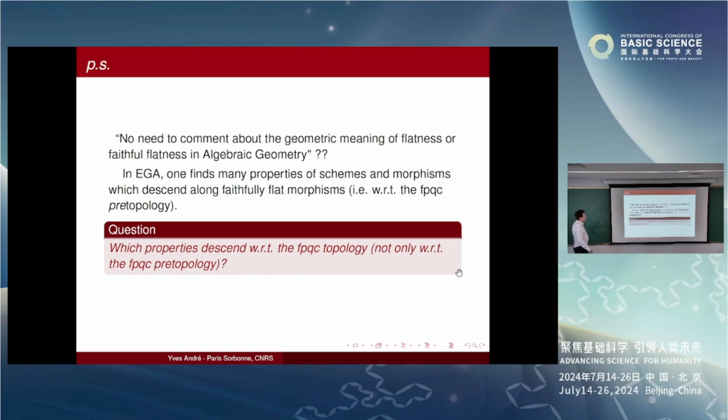But I turn back to my comments that there is no need to comment about the geometric meaning of flatness or faithful flatness in geometry, because in fact, after this reflection, I think there is a lot to say about. Because, in fact, in EGA, as you know, one finds many properties of schemes and morphisms which descend along faithfully flat morphisms, which means with respect to the FPQC pre-topology. But you find almost nothing about properties of schemes or morphisms which descend with respect to the FPQC topology, which is much stronger. So the question is, which properties descend with respect to the FPQC topology? Not only with respect to the FPQC pre-topology.